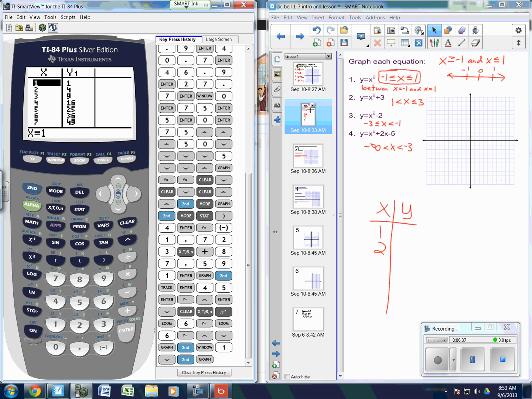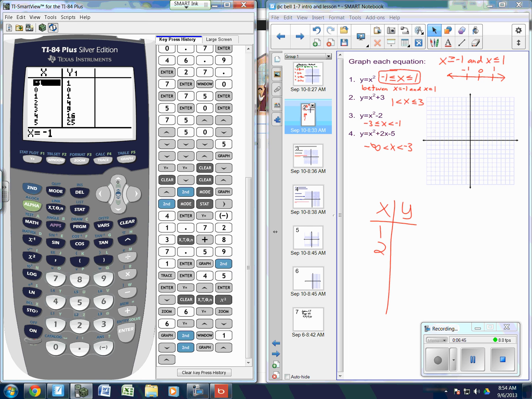Notice my table started at 1, then 2, 3, 4, 5, 6, 7. Notice my y1 is 1, 4, 6. I can even go backwards to check out what negative 1 is. Look, I got 3 points from negative 1 to positive 1. I have negative 1, 0, and 1, and I have their values 1, 0, and 1, right?